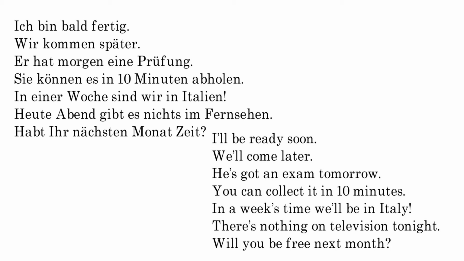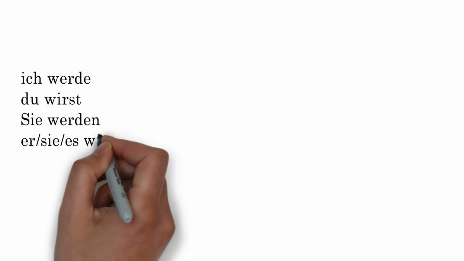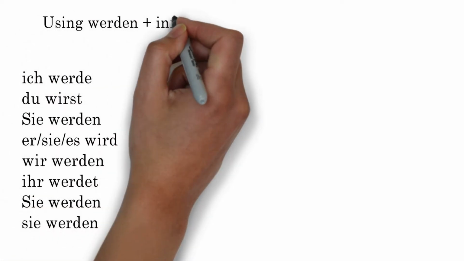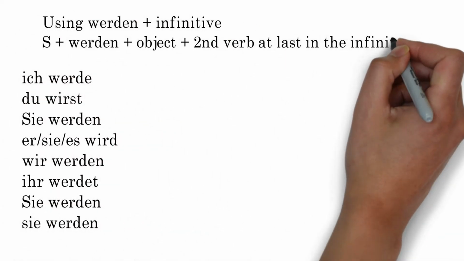Now I'm going to teach you the werden form, the conjugation form of werden. Ich werde, du wirst, er, sie, es wird, wir werden, ihr werdet, sie werden. Using the werden form.